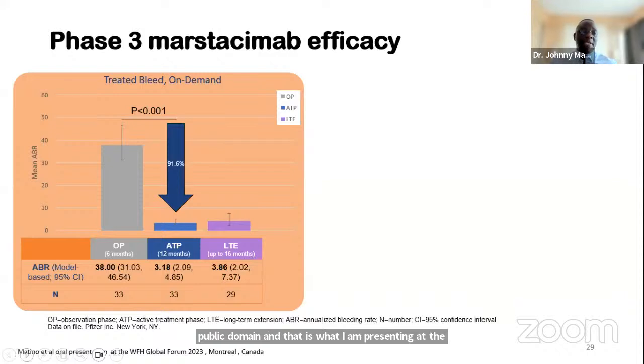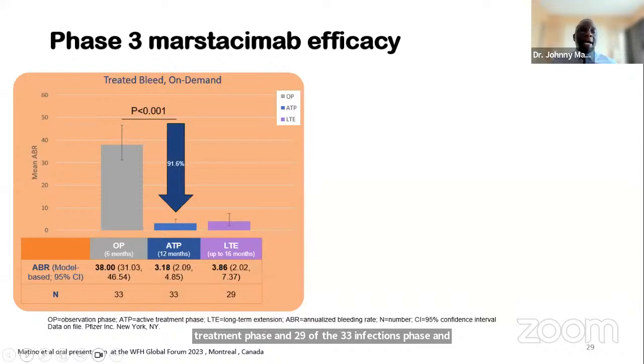If one looks at the patients that were exposed to mestacimab, there were a total of 33 of these patients during the observation phase. There were 33, all 33 went on to the active treatment phase, and 29 of the 33, in fact, went on to the long-term extension.